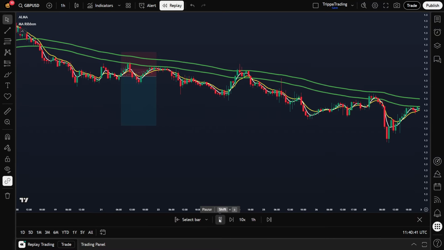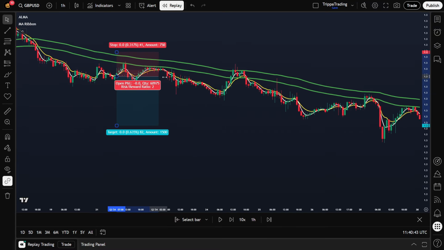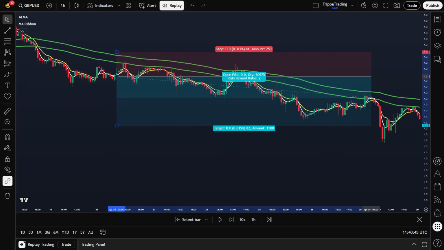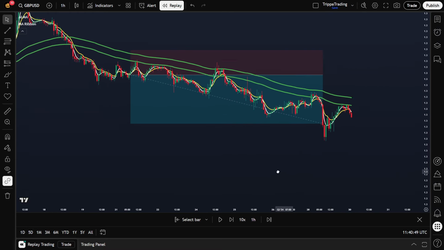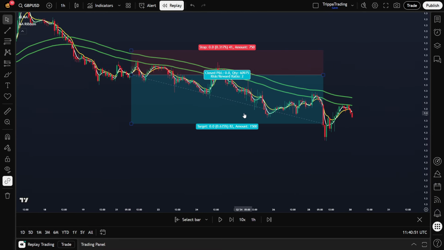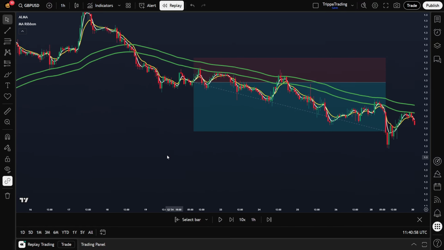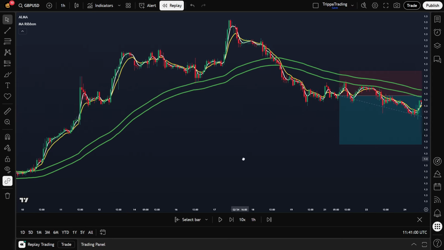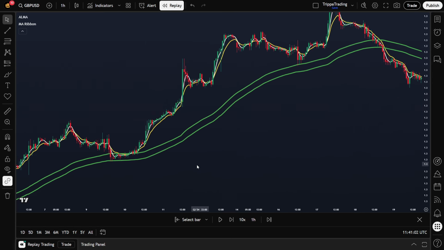Of course, no strategy gives 100% accuracy. Losses are part of trading, and that's normal. What matters is controlling risk. That's why proper risk management is non-negotiable. Without risk management, even the best strategy will eventually fail. That's the complete breakdown of this ALMA and EMA reversal strategy.